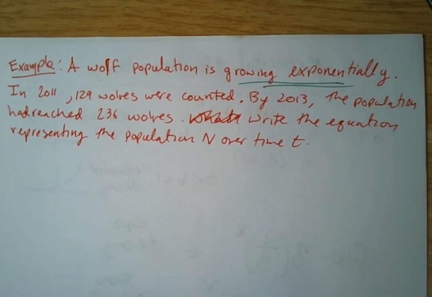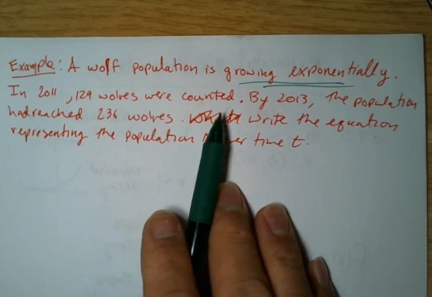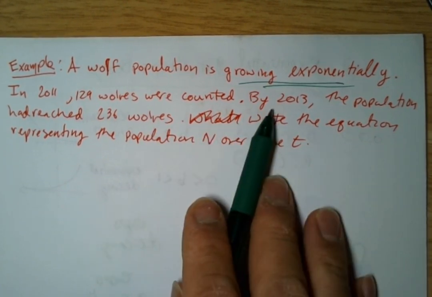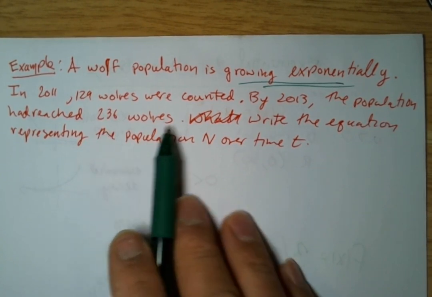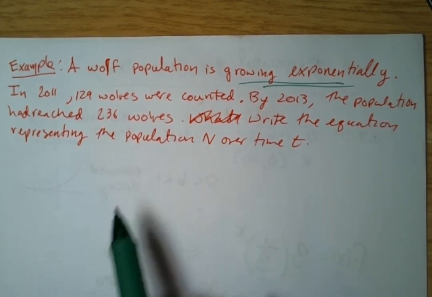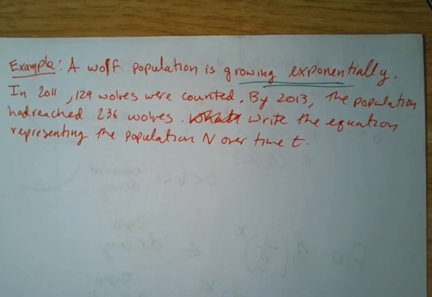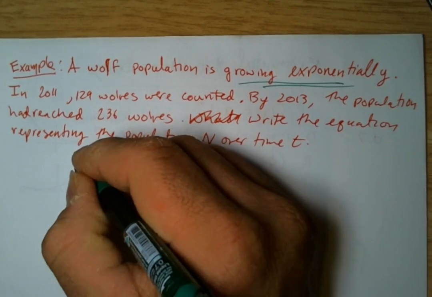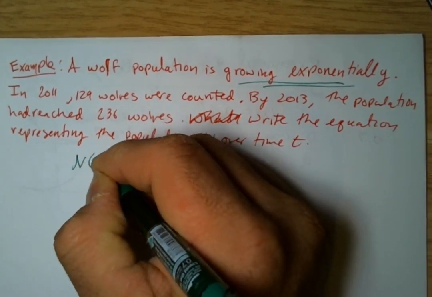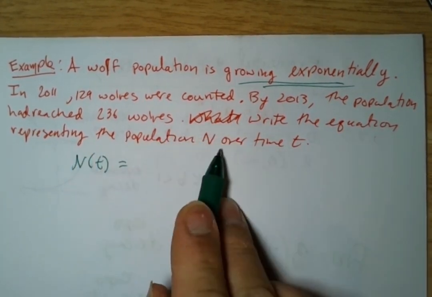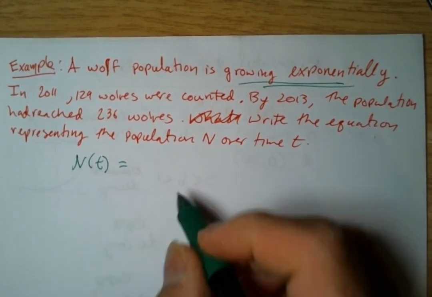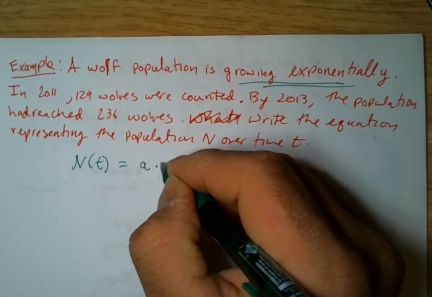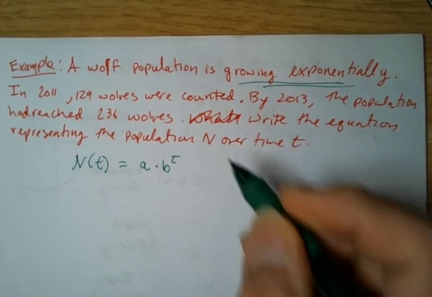In 2011, 129 wolves were counted. By 2013, that's 2 years later, the population had reached 236 wolves. Write the equation representing the population N over time t. Again, they want a specific format. They just tell us how to name the function. N over time t, so N number of wolves at a given time t. That's going to be exponential, so it's going to look something like this.